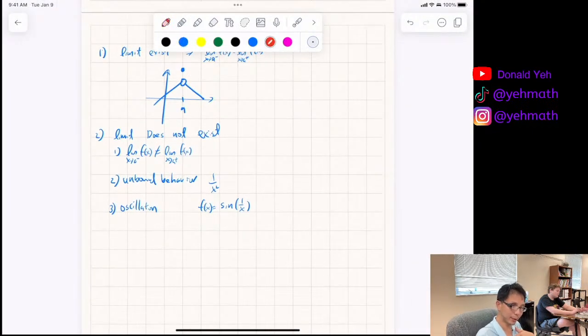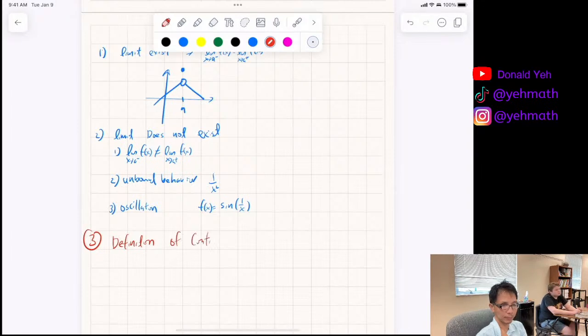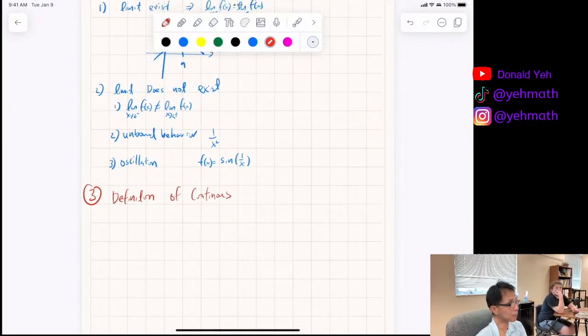The third thing, I'm going to write in red, is very often the definition of continuous. On your test, on the AB test, I'm just going to ask you, what is the definition of continuous? What are the three requirements for a function to be continuous? f of a has to be defined.